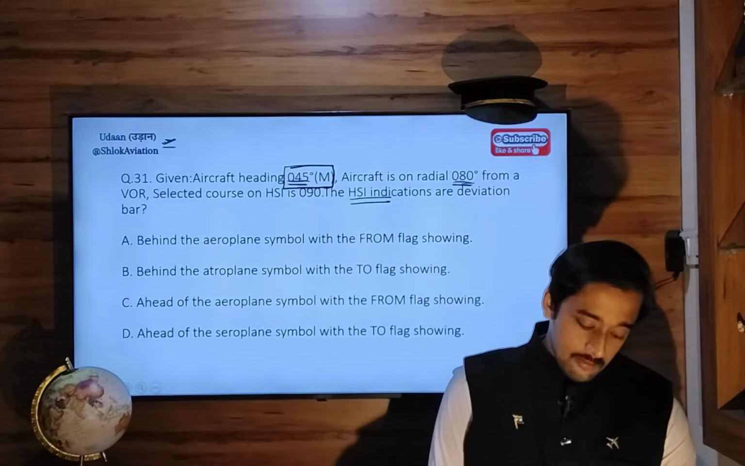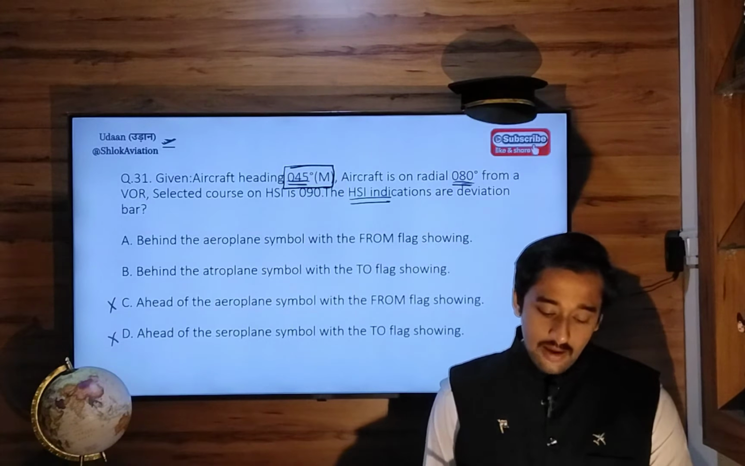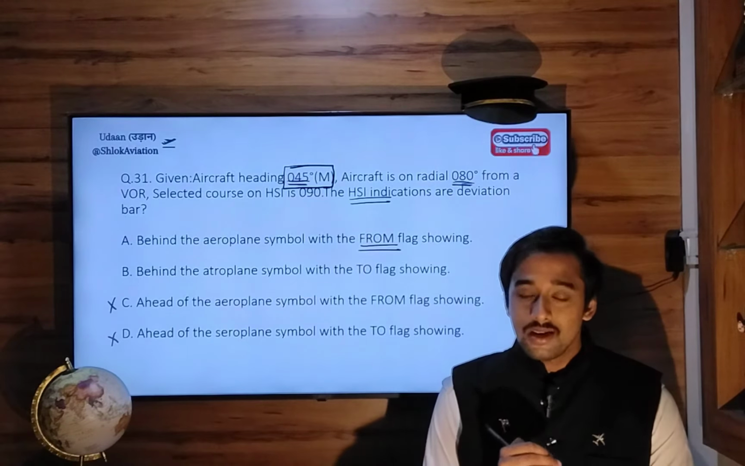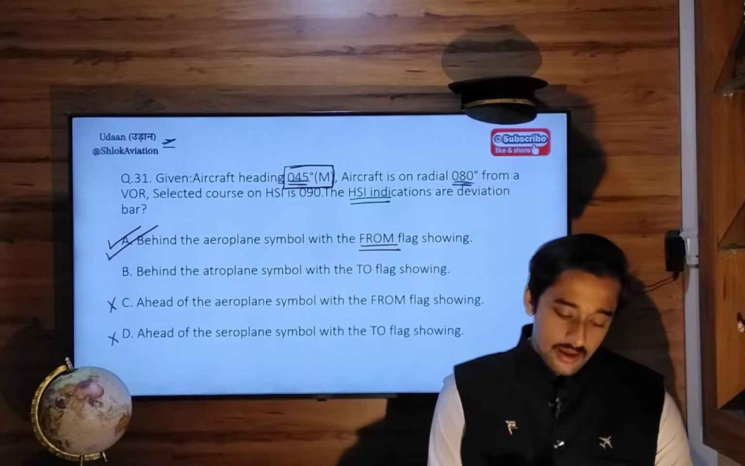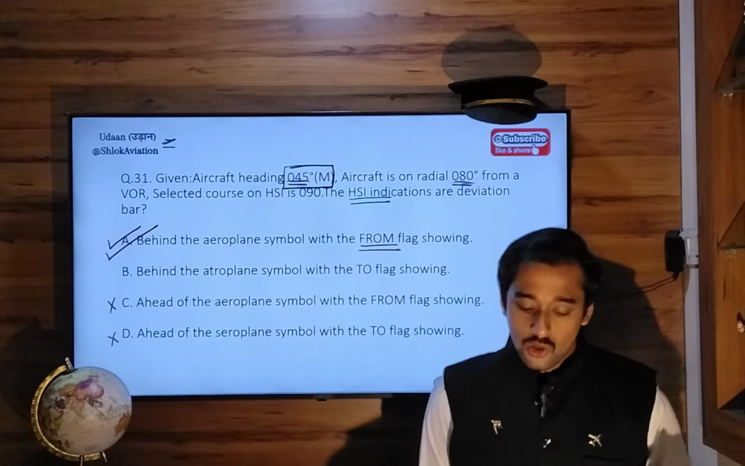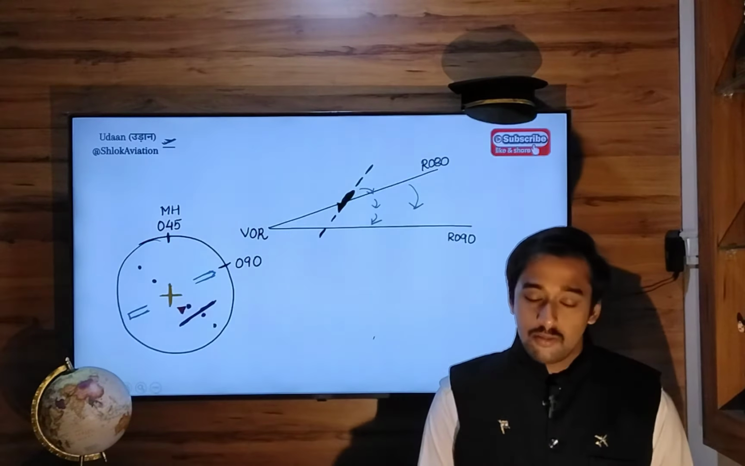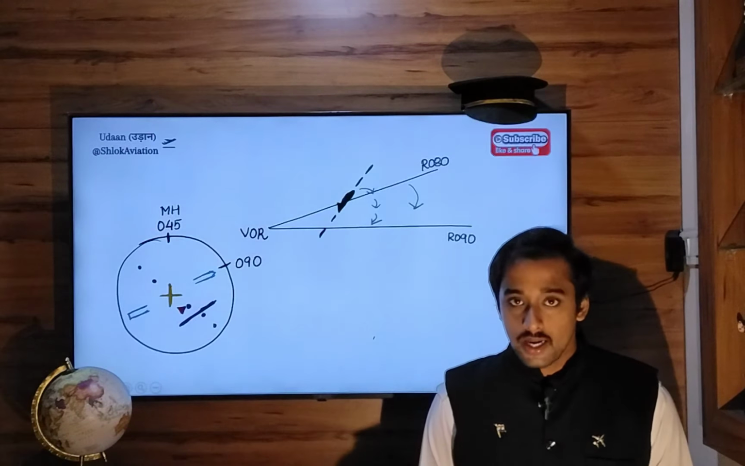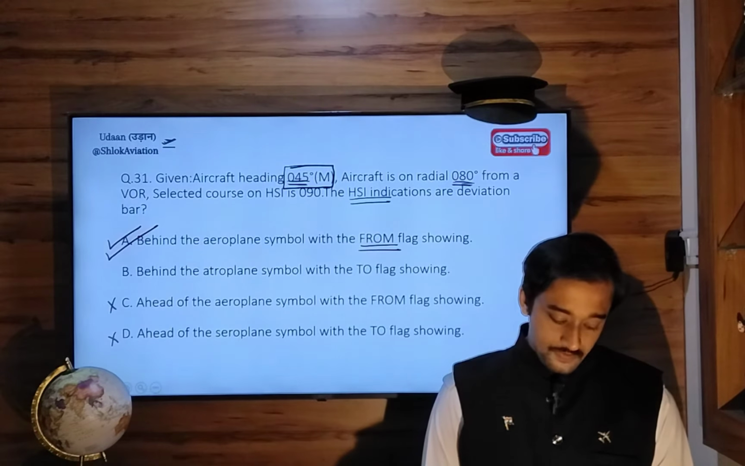C and D eliminated because it talks about being ahead. Now next thing is behind the airplane symbol with from flag showing. If the triangle is behind, that means from. So correct option will be option A. Now over here they don't talk about CDI, whether it goes to the left or right. So good thing, very simple question to answer that way. But otherwise the CDI will be towards right hand side and the from indication will be behind your aircraft. So this is how you solve these questions of HSI.